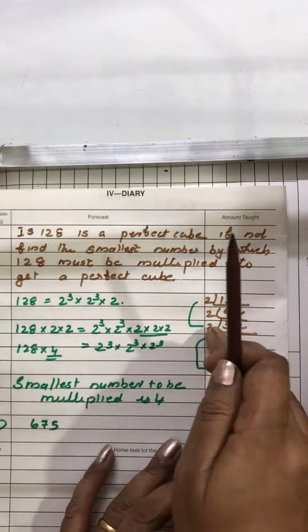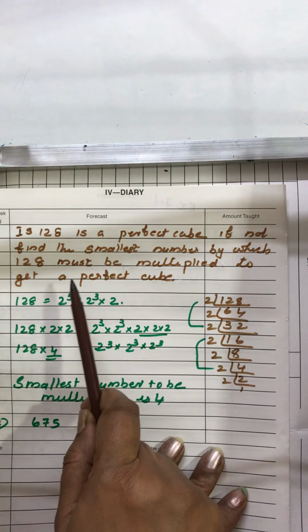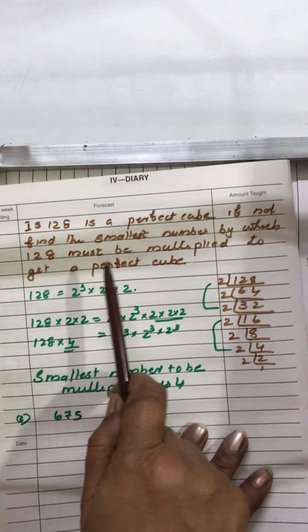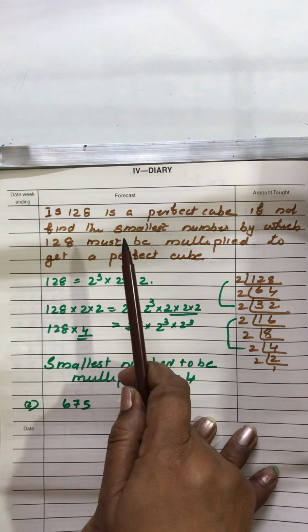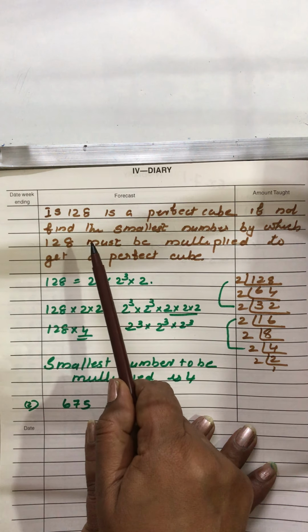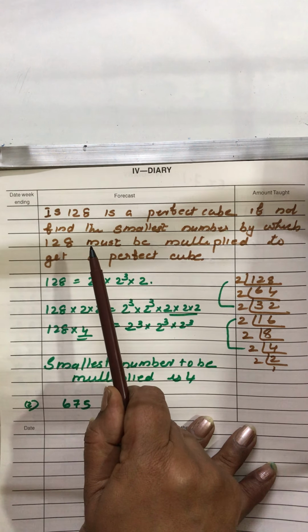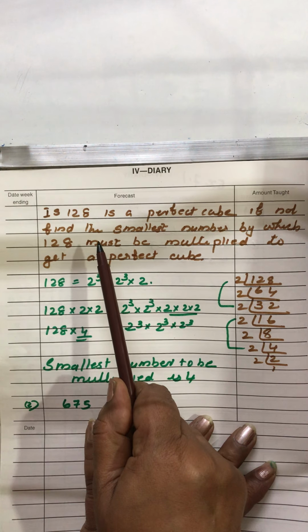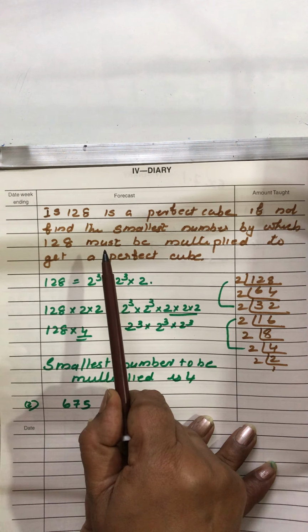Now, the second question. The question is: is 128 a perfect cube? If not, find the smallest number by which 128 must be multiplied to get a perfect cube. We want to check whether 128 is a perfect cube. We checked yesterday itself and said it is not a perfect cube. A 2 is left out. We are not able to put that 2 into a group of 3. That is why.